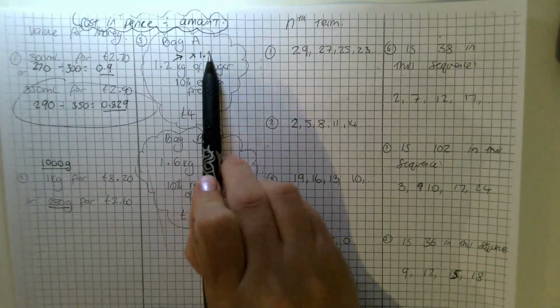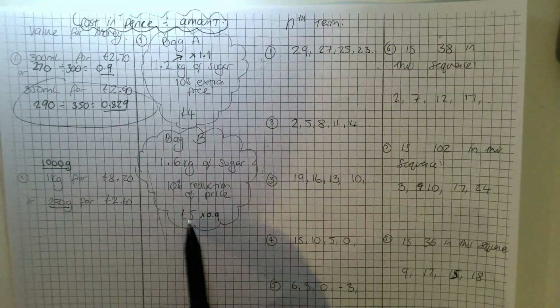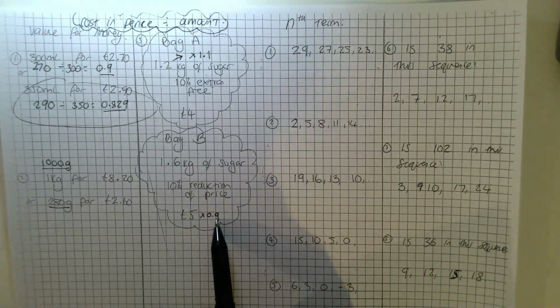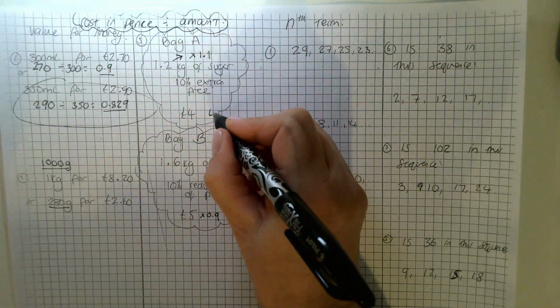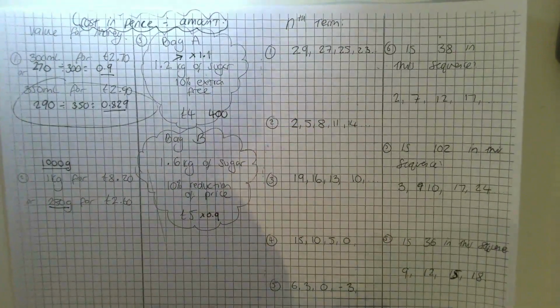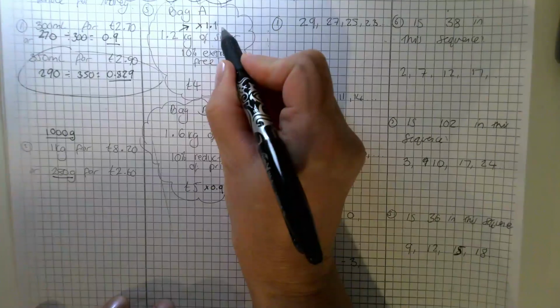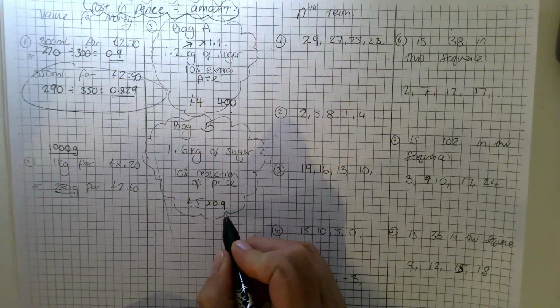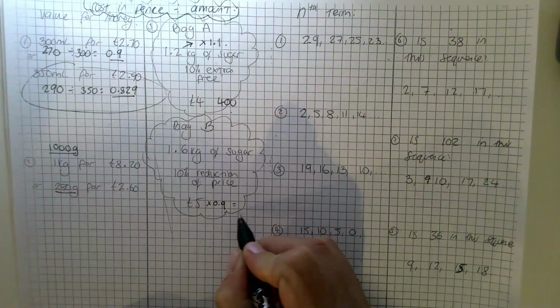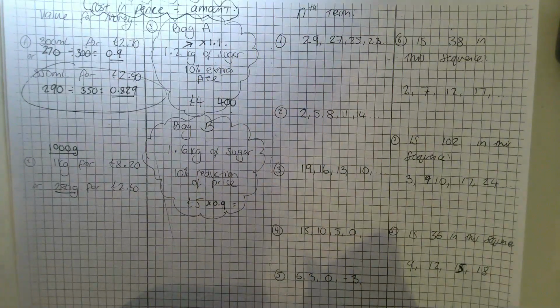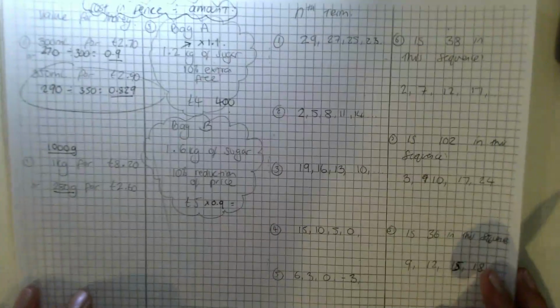Once you found your new quantity and your new price for both of them, you're then going to divide the cost in pennies, so 400 divided by the new amount. And for this one, your new cost divided by your 1.6. So have a go at those.